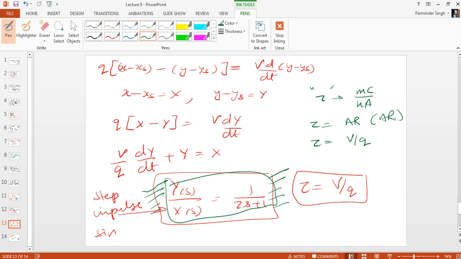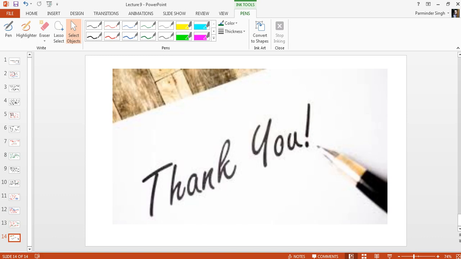So these were the few examples of the first order system. So in the next lecture we'll be taking few numericals related to thermometer and for liquid level systems.